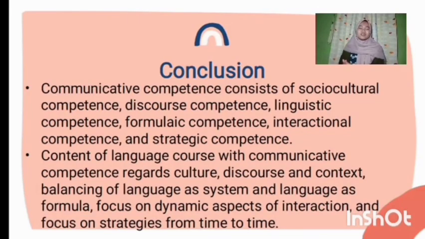So here we move to the conclusion. There are 2 points that I can conclude from this article. The first one is that communicative competence consists of sociocultural competence, discourse competence, linguistic competence, formulaic competence, interactional competence, and strategic competence. And the content of a language course with communicative competence covers culture, discourse and context, balancing of language as system and language as formula, focus on dynamic aspects of interaction, and the last is focus on strategies from time to time.